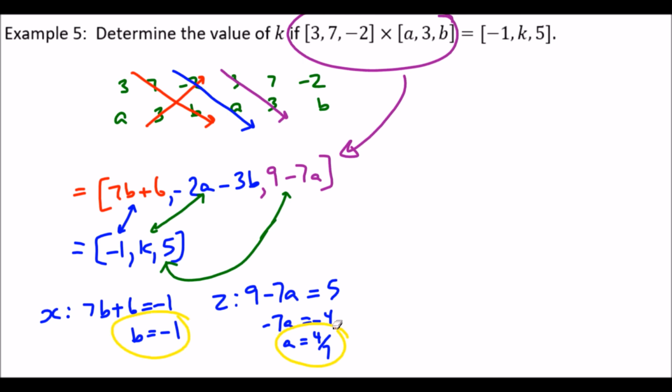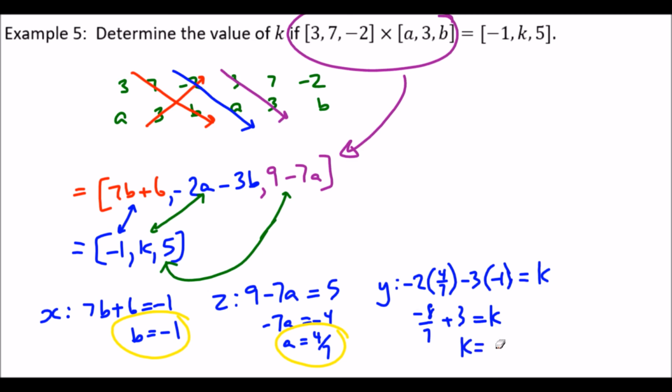So I'm going to substitute that into the y. So finally, y: I'm going to have negative 2 times 4 over 7, not a nice fraction, but we'll deal with it, minus 3 times negative 1 is equal to k. So doing this quickly, I get negative 8 over 7 plus 3 is equal to k. And if I put this in my calculator, I get k is equal to negative 13 over 7.